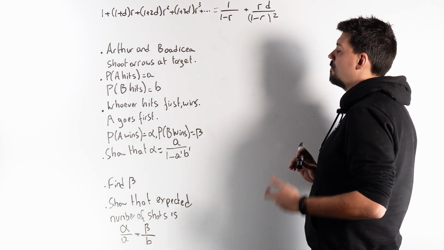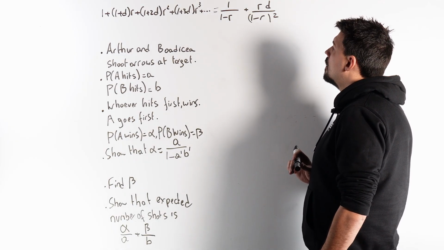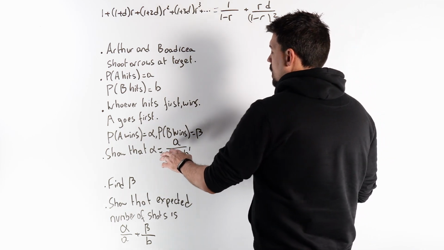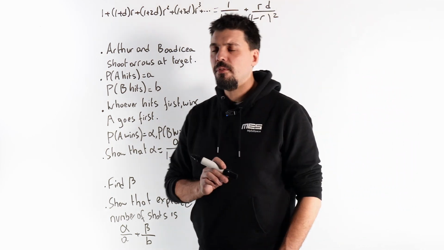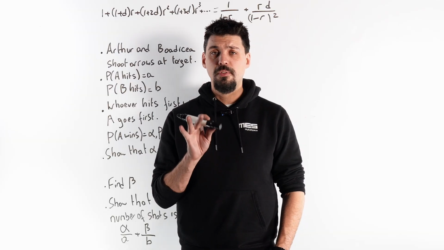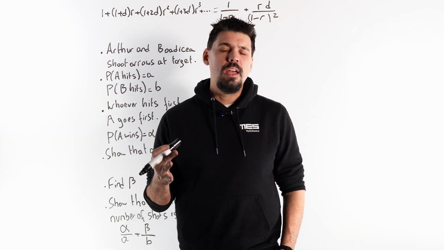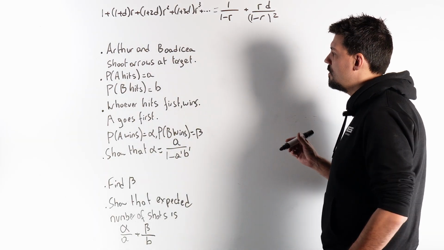So, where do we start? Show that the probability of A winning. Now, there's a number of ways we can do this. One of them, which is really cool, is partitioning on the first shot. But really, let's just do it in a fairly nice and straightforward infinite series way.